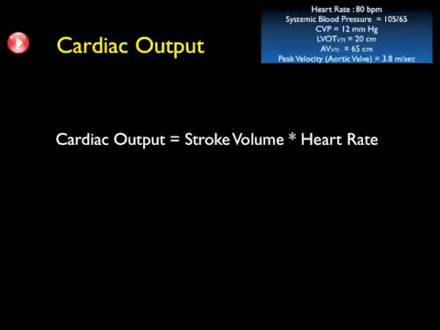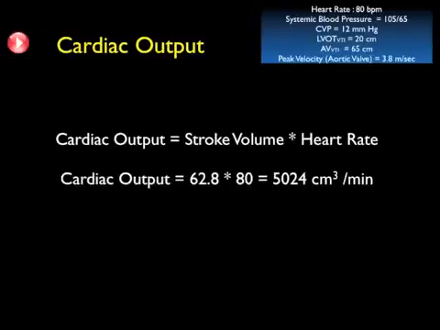Once we have calculated the stroke volume, cardiac output can be calculated simply by multiplying the stroke volume by the heart rate, which was given as 80 beats per minute. The resulting cardiac output is 5,024 cc's per minute, or over 5 liters per minute.